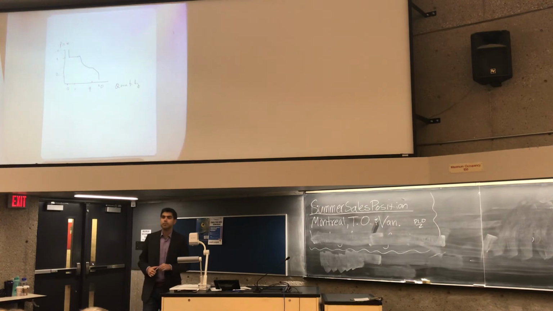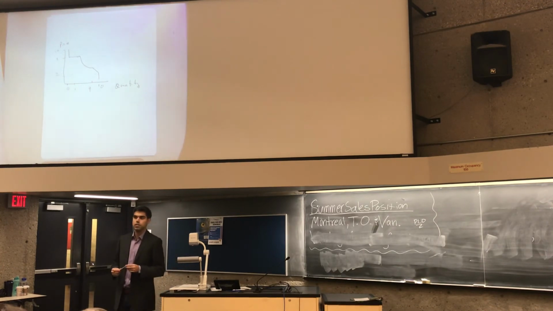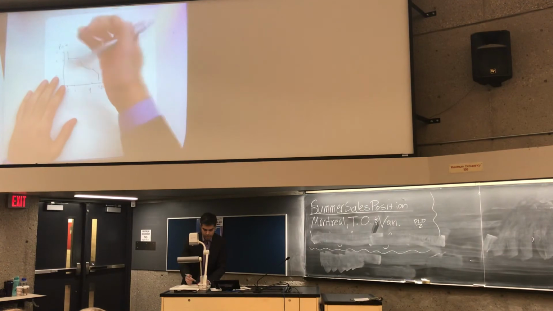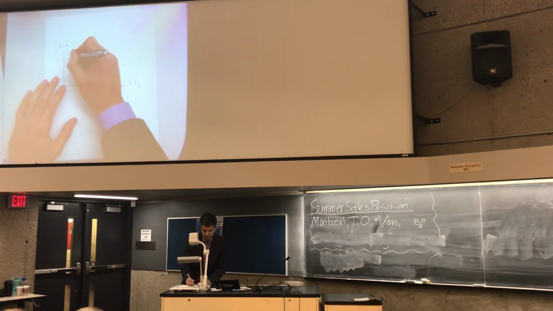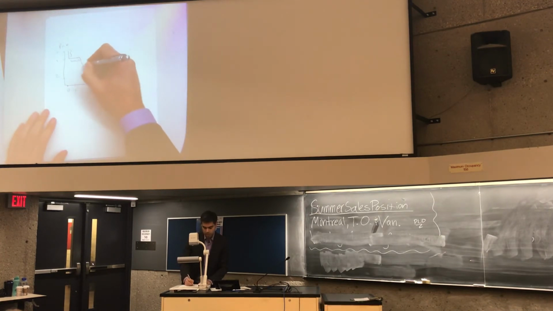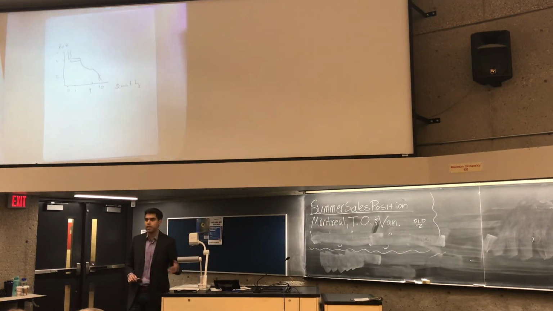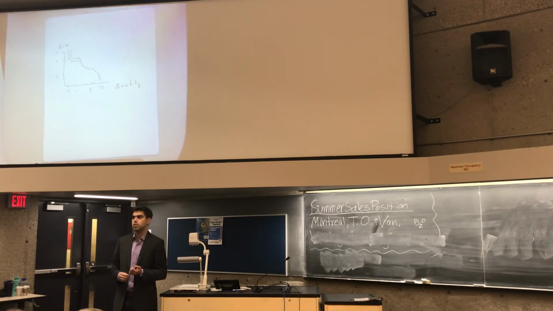By looking at a graph like that, are you able to tell if something's elastic, inelastic, or unit elastic? Yeah, because it's the slope, right? So it's inelastic here, elastic here, inelastic here, and then roughly elastic there, to varying levels.